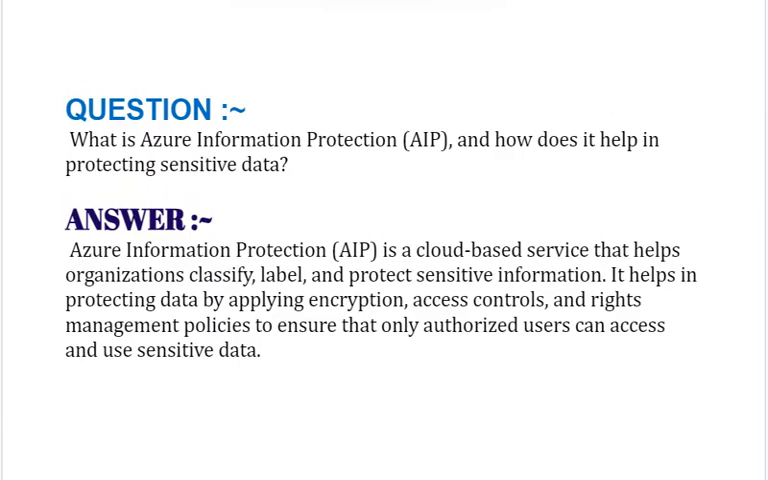Our next interview question is, what is Azure Information Protection (AIP) and how does it help in protecting sensitive data? Your answer should be: Azure Information Protection (AIP) is a cloud-based service that helps organizations classify, label, and protect sensitive information. It helps in protecting data by applying encryption, access controls, and rights management policies to ensure that only authorized users can access and use sensitive data.